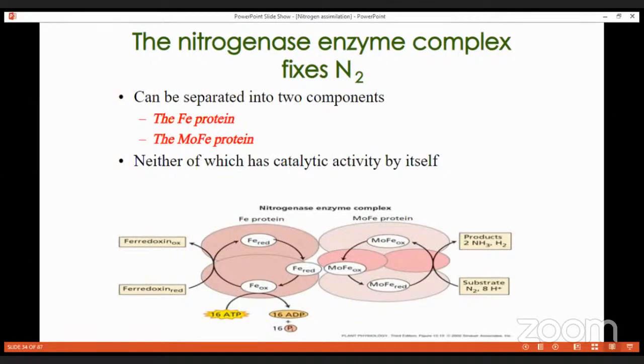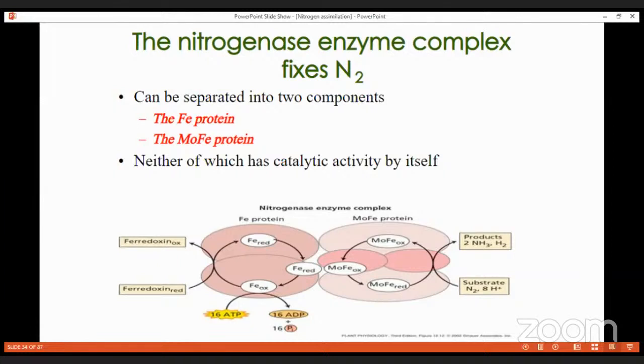Nitrogenase has two subunits. One is the Fe protein, the other one is the MoFe protein. If you separate both these units, they are not catalytic. They cannot produce any enzymatic activity. But together, they are catalytic. As you can see, the Fe protein unit contains two molecules of iron, whereas the MoFe unit contains two molecules of iron and two molecules of molybdenum. So here ferredoxin is oxidized, and here the 16 ATPs are used to produce the two ammonium molecules with one hydrogen as byproduct.